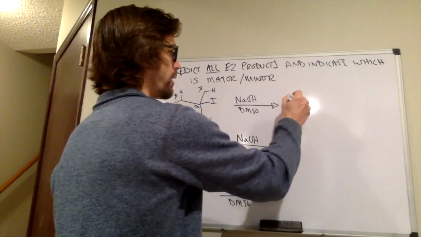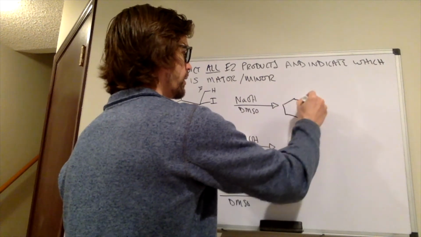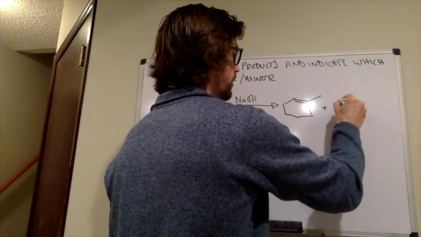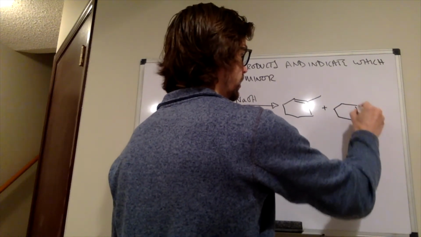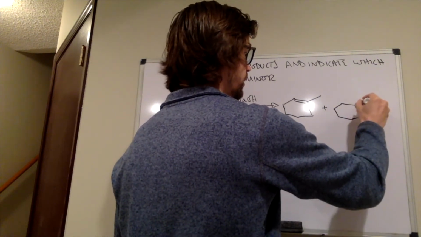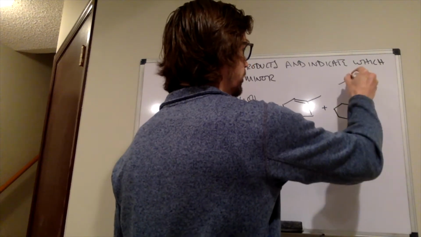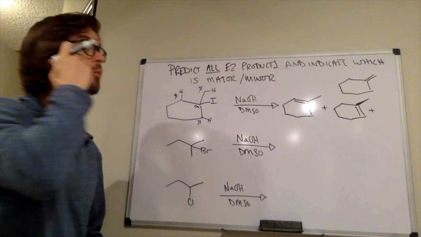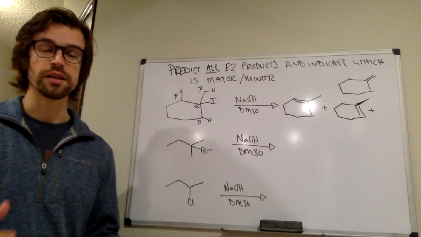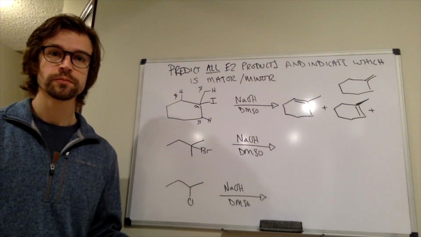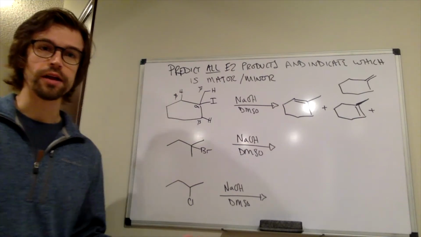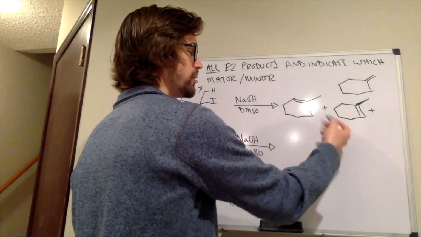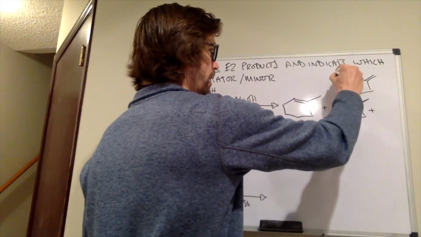So the products of this first one could be that, could be that, and it also could be that. So first off, which of these is the major product? All right, more substituted product, more stable product. These are tri-substituted, this is di-substituted, so this would be the minor product.